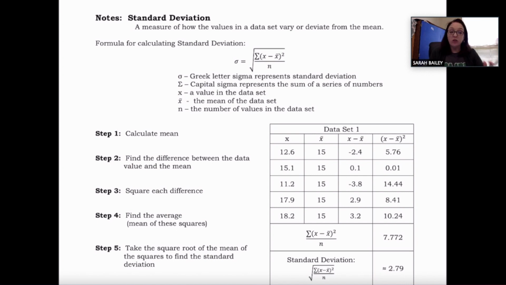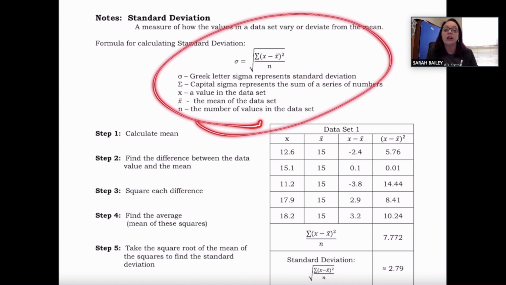Okay, so this can look pretty confusing at first, right? First, what is standard deviation though? Standard deviation is just a measure of how the values in a data set can vary or deviate from the mean. So in order for me to find standard deviation, I need to know the mean of my data set, which we've talked about in previous lessons. Now, this gives you a formula for calculating standard deviation.